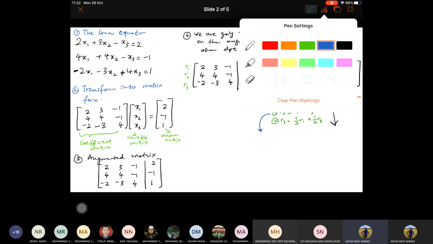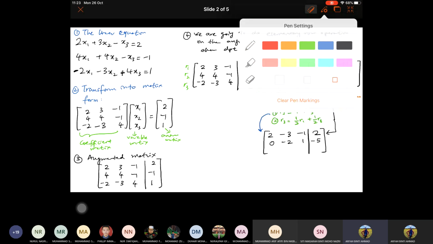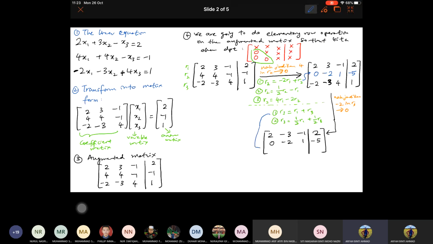So let's see what I have for this one. Okay, saya take the first one. Row pertama tak berubah. So you just copy. 2, negatif 3, negatif 1 dan juga 2. Row kedua pun tak berubah. 0, negatif 2, 1 dan juga negatif 5. So it remains there. Yang berubah adalah row 3. I take the first operation for this one.